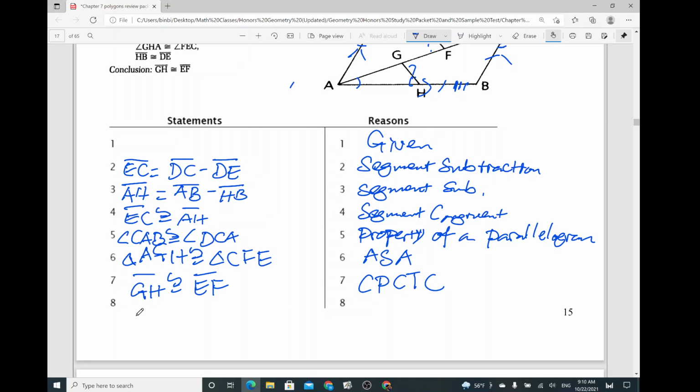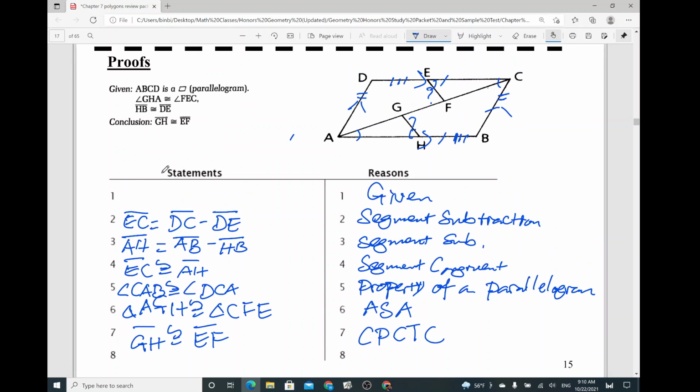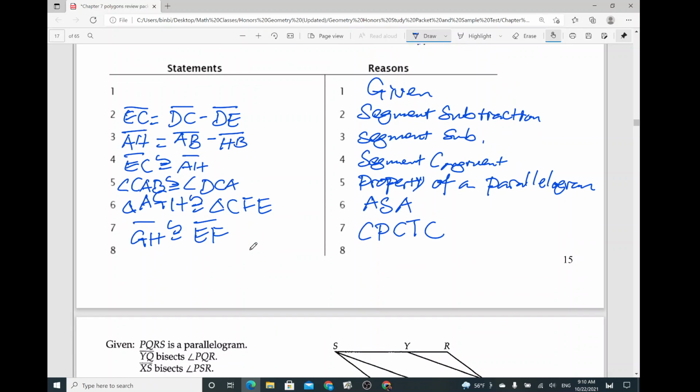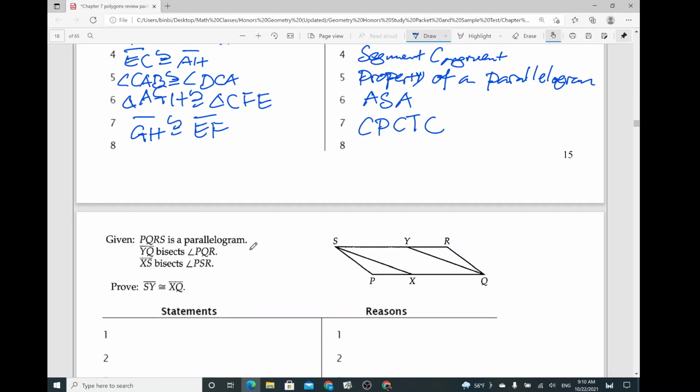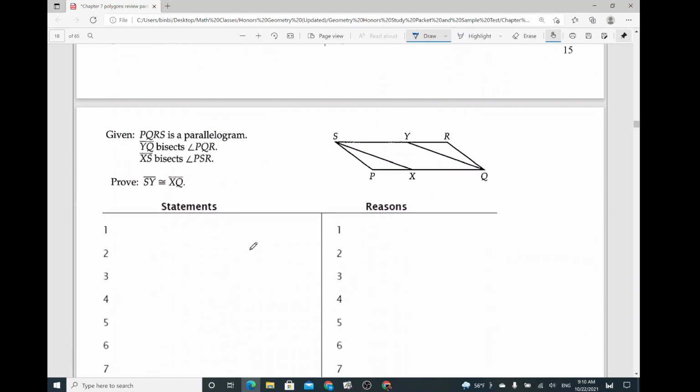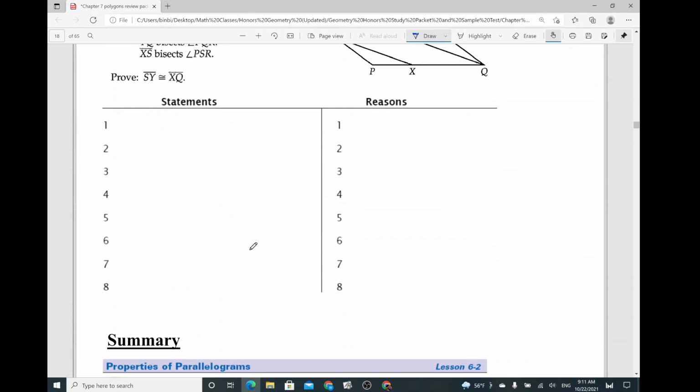What about step 8? This one is just optional, depending on the given statement and the way you state it. Some people prefer to put in the given statements separately, but I prefer to put them all together in one statement. Okay, so that's one of those proved. Here's another one that you guys can try.